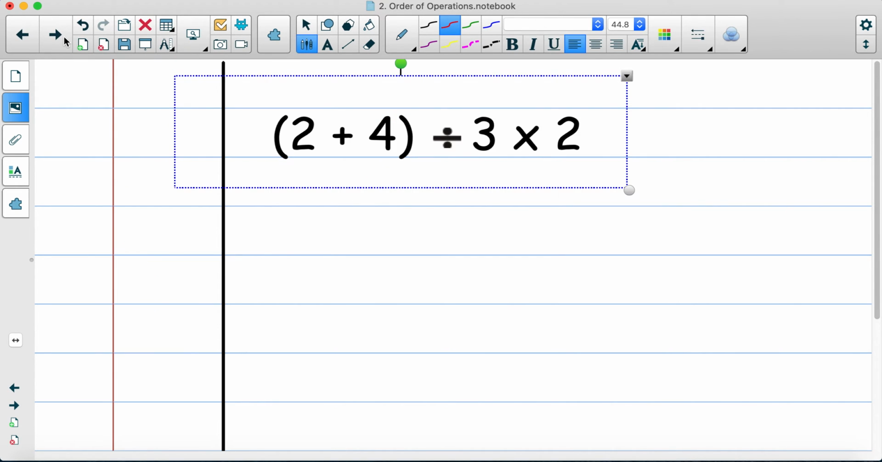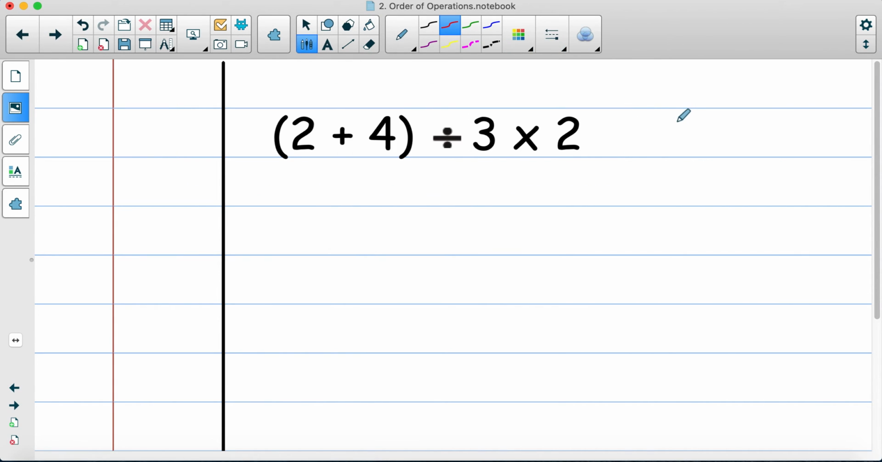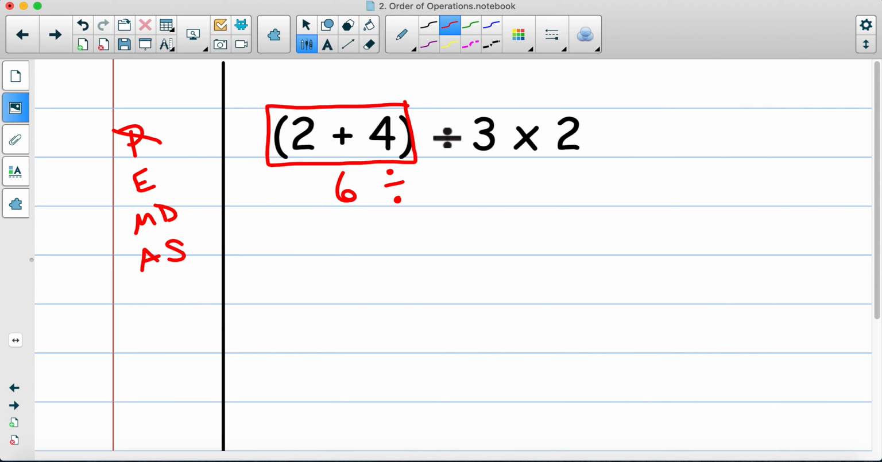Go ahead and give this one a try. Make sure you are staying organized. I'm going to write over here, just so I have them. First thing I need to do is parentheses. So I'm going to box in these parentheses. 2 plus 4 is 6. I need to bring down everything else. There are no exponents in this problem, so I don't have to do anything there.